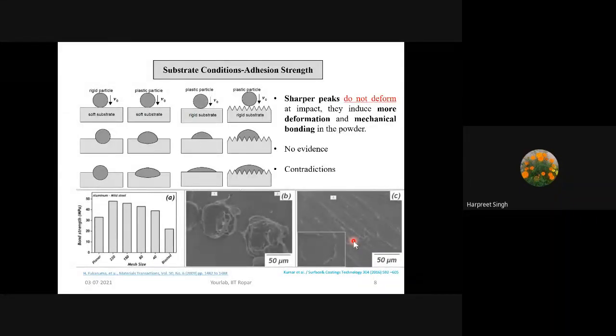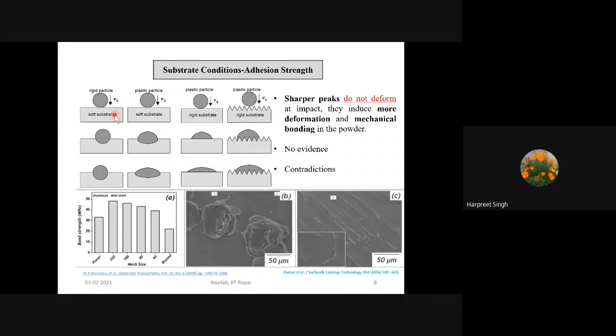Now, another aspect which we have investigated in this is that the substrate conditions will also dictate the adhesion strength. There are different thought processes about how the particles impinge on the surface and how they get locked on the surface and so on. Now, in this case, these are some interesting models from our literature.